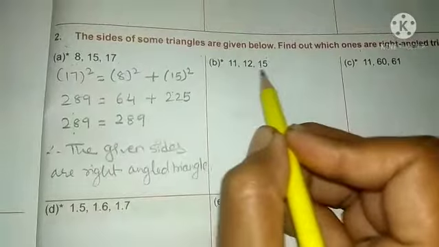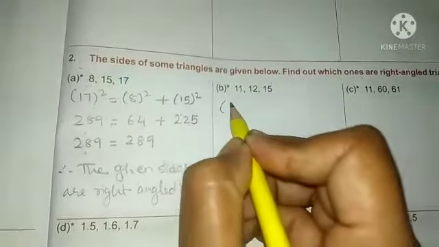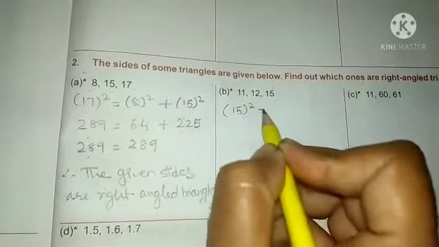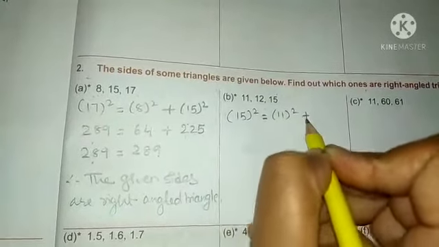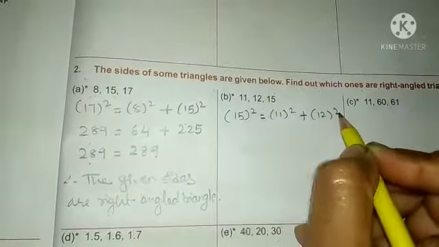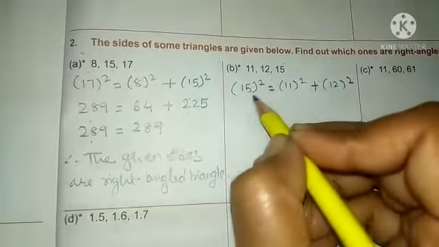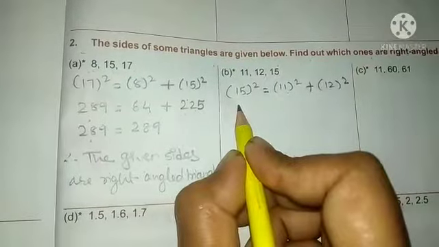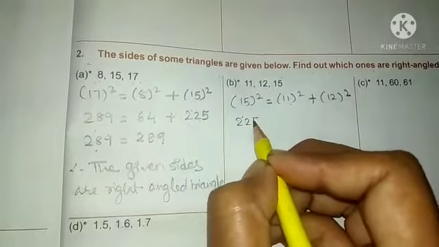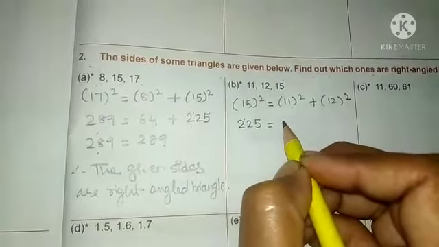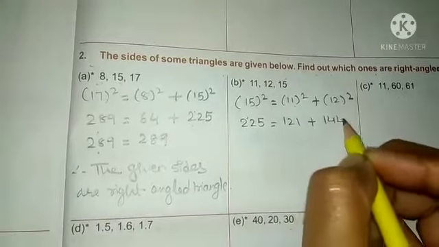Second one, 11, 12 and 15. So similarly, the biggest number is 15. So 15 squared is equal to the smaller number 11, so 11 squared, and the remaining one is 12, so 12 squared. So we have to find out whether the sum of the squares of the two sides is equal to the square of the bigger number or not. So 15 into 15 you will get 225. 11 elevens are 121 and 12 twelves are 144.